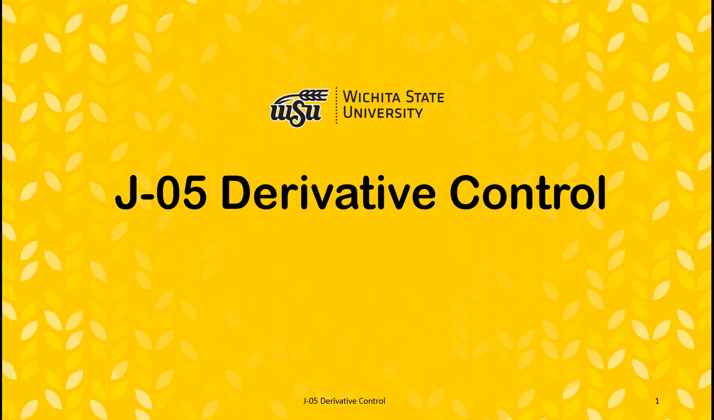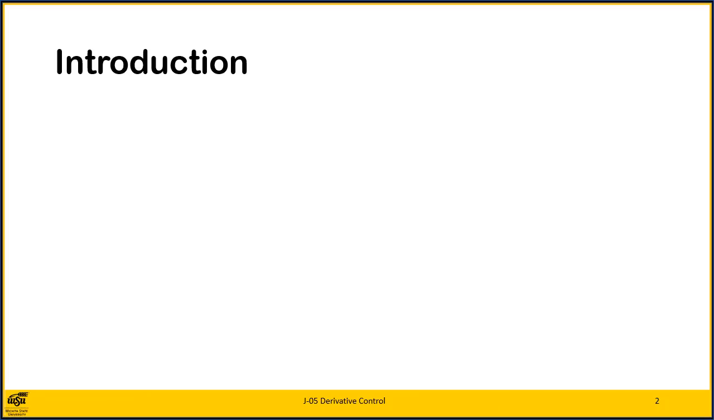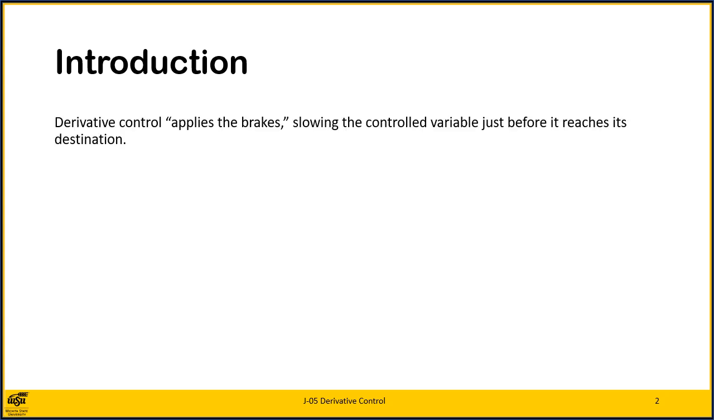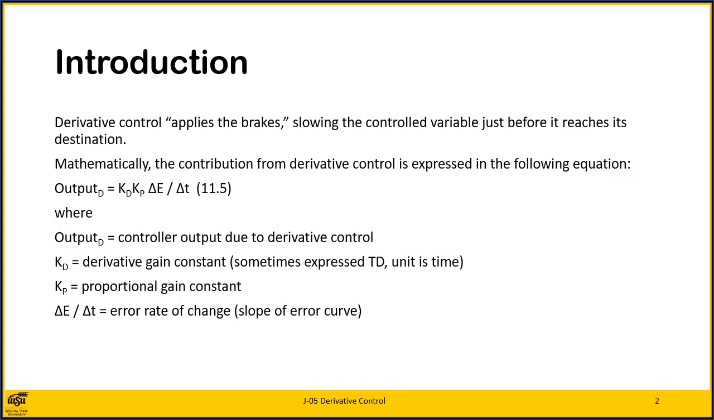Let's now take a look at derivative control. One solution to the overshoot problem is to include derivative control. Derivative control applies the brakes, slowing the control variable just before it reaches its destination. Mathematically, the contribution from the derivative control is expressed in the following equation. That is, the controller output due to derivative control is proportional to the rate of change of the error signal.